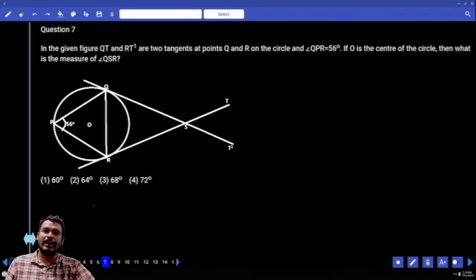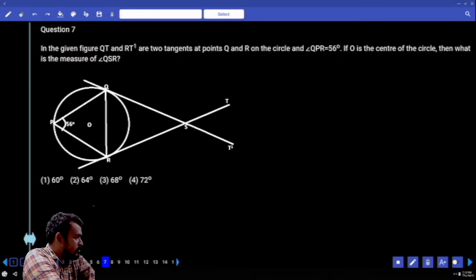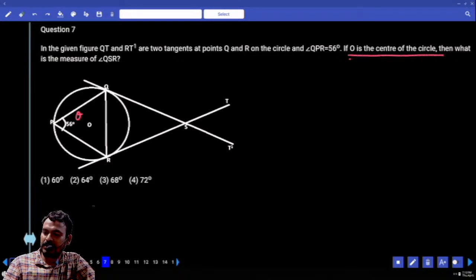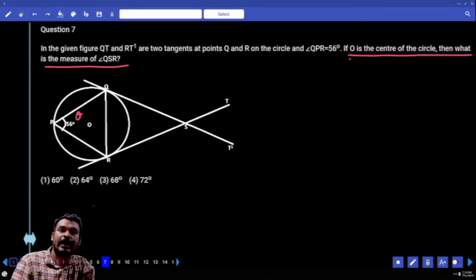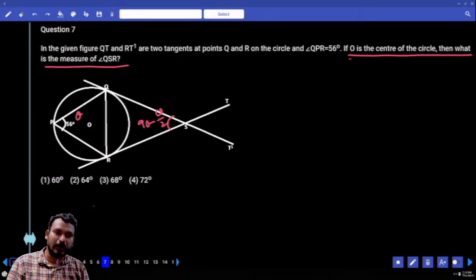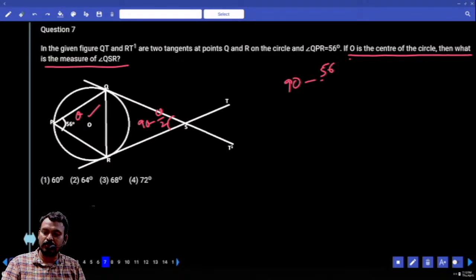Without taking the question, we can directly say the answer, only with the diagram. If it is theta value, what is the question here? If O is the center of the circle, then what is the measure of angle QSR? We require this angle. If it is theta, the opposite angle we write as 90 minus theta by 2. What is the theta value? 56. Then the answer is 90 minus 56 by 2. 56 by 2 means 28. 90 minus 28.